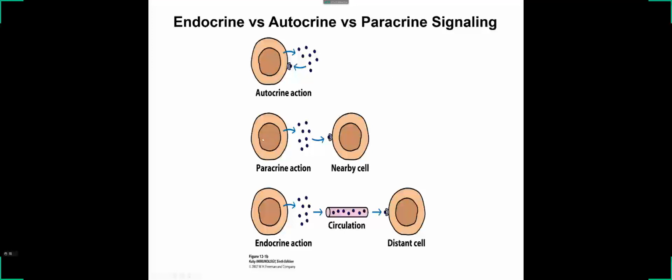You also have paracrine signaling, where a hormone is released from a cell and then binds a nearby cell, okay, and alters some aspect of that nearby cell's physiology. Or you have what we typically call endocrine action, which is what I've been talking about today, where the hormone is released into the circulation and then binds a receptor on a distant cell. So all of these types of signaling actions can occur within the endocrine system. But the major one that we typically think about is this endocrine action via the circulation.